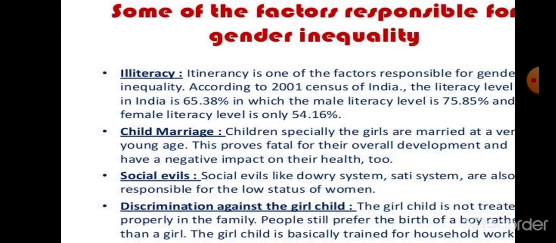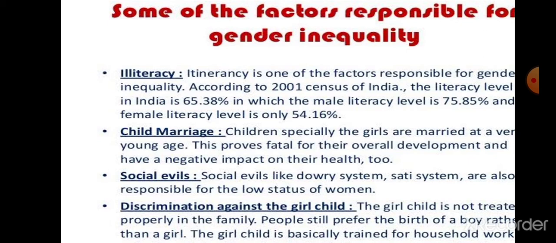The social evils like the dowry system and sati system are also major reasons for the low status of women. Discrimination against the girl child: the girl child is not treated properly in the family. People still prefer the birth of a boy rather than a girl. The girl child is basically trained for housework.